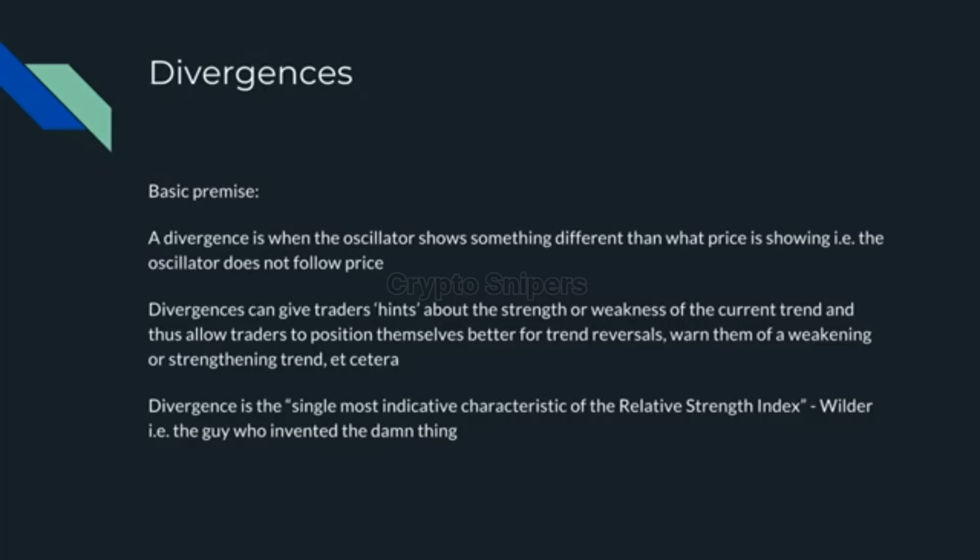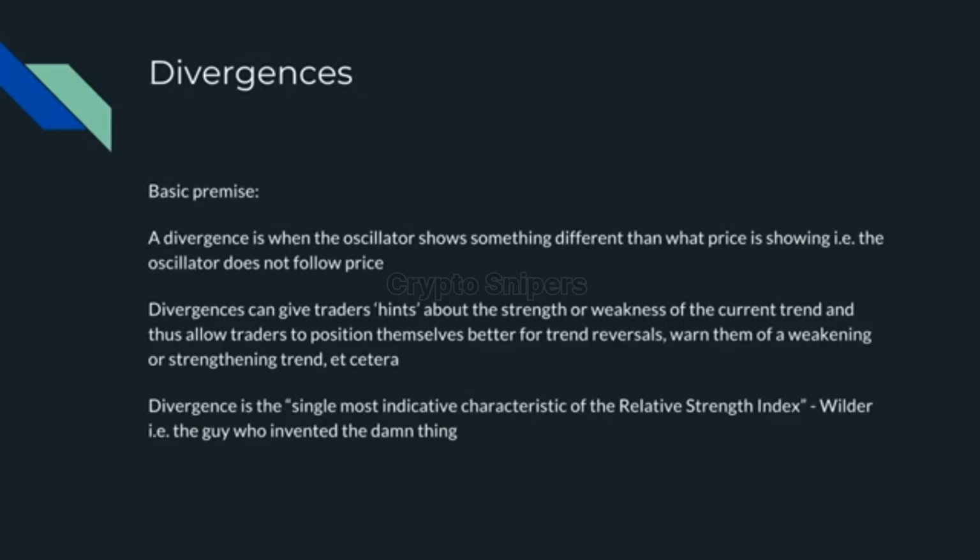The basic idea of a divergence you can figure out from just the English word, which is where the oscillator shows you something different than what price is showing. So it diverges from the price action. It does not follow price. And these divergences can give traders hints about the strength or weakness of the current trend, and thus give us very profitable counter-trend positions, or if you're more risk averse, give you an idea of when you can expect to take a long position or a short position. Basically, when the current trend is going to run out of steam.